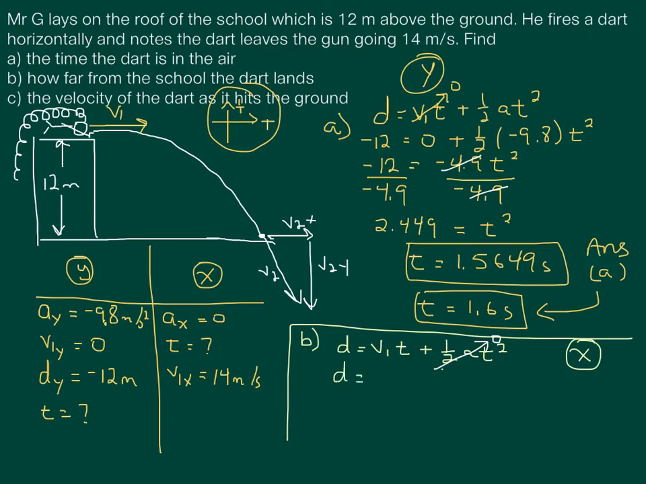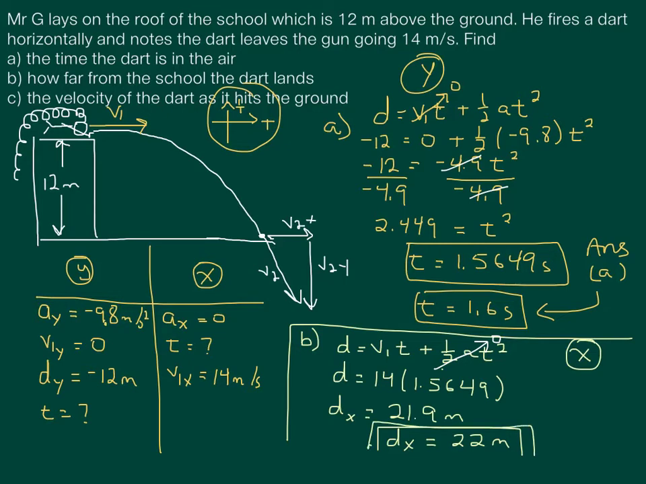We know what v1 is. This is v1 in the x direction. It's 14 meters per second. The time, I'm going to use my unrounded time. So that top box, 1.5649. Oh boy, let's try to get those numbers a little clearer. 1.5649, there we go. When we multiply those two things together, the distance in the x direction is 21.9 meters. And again, for sig digs, we're going to have to round that. I'll say right here at the bottom, dx is 22 meters. And put a little box around that. Remember, the question asks, how far from the school does the dart land? 22 meters from the school. Okay, there's the answer for part B.